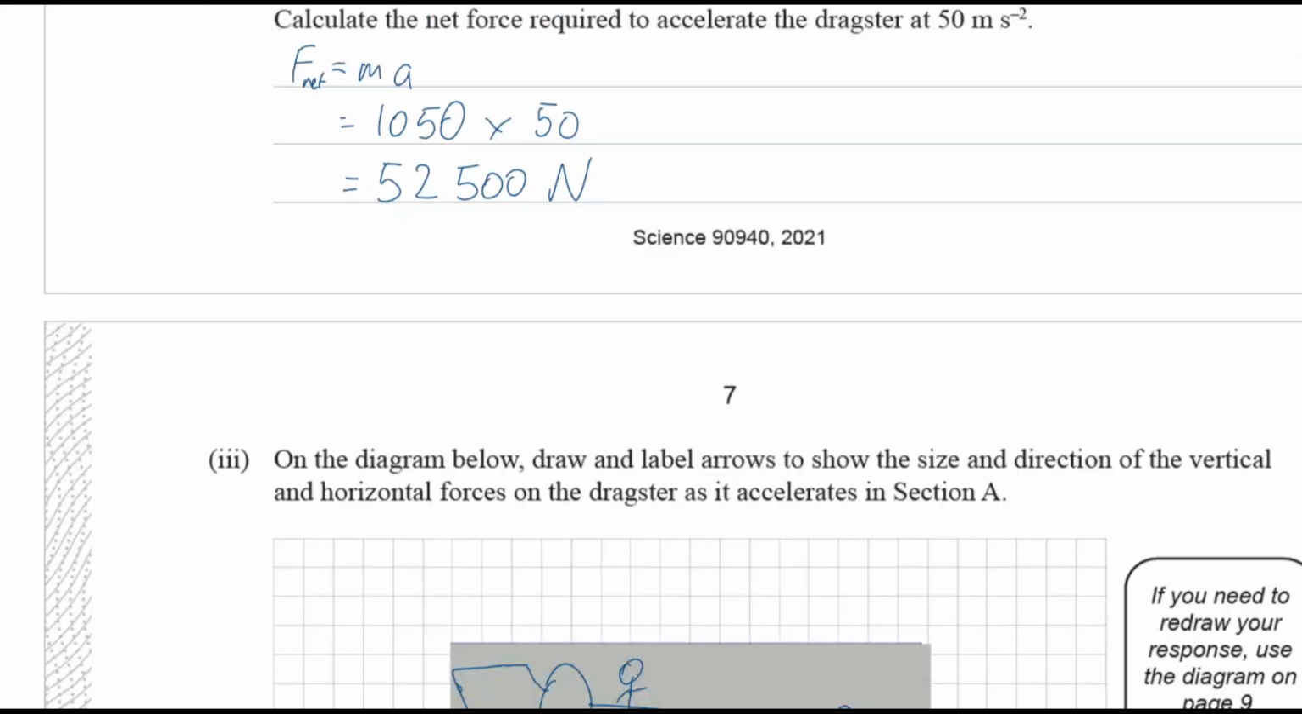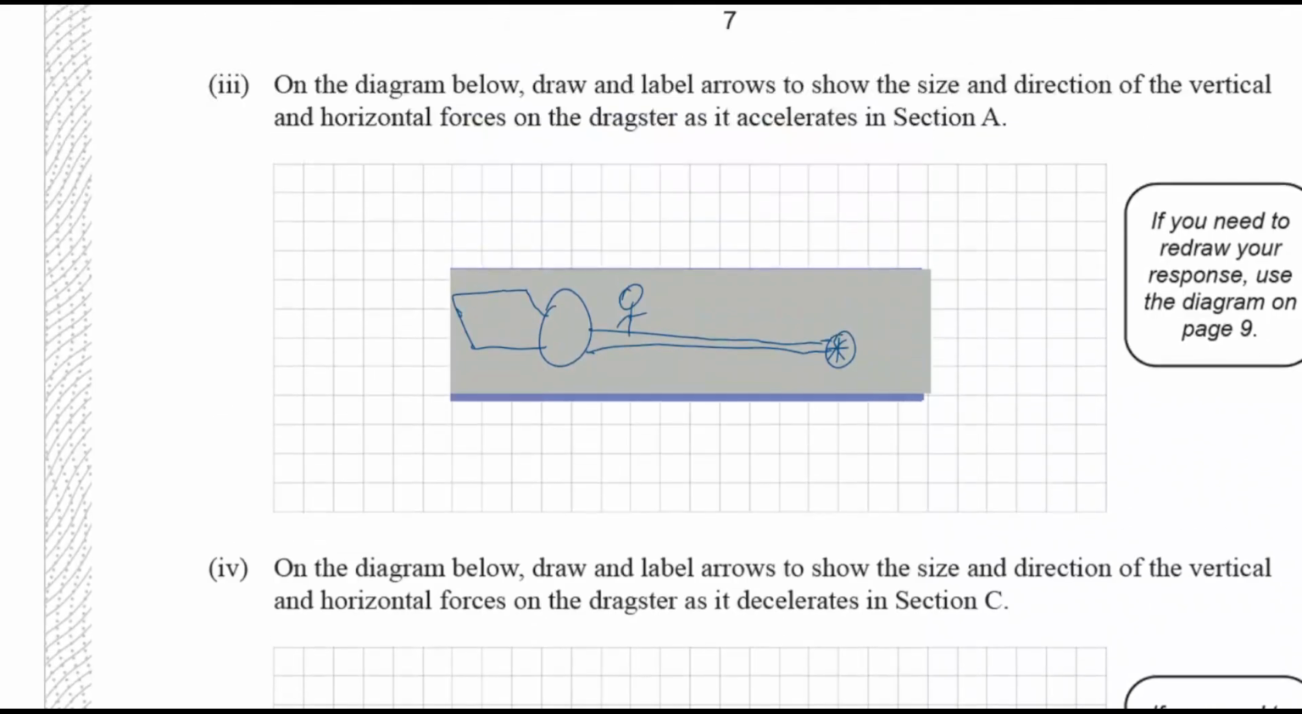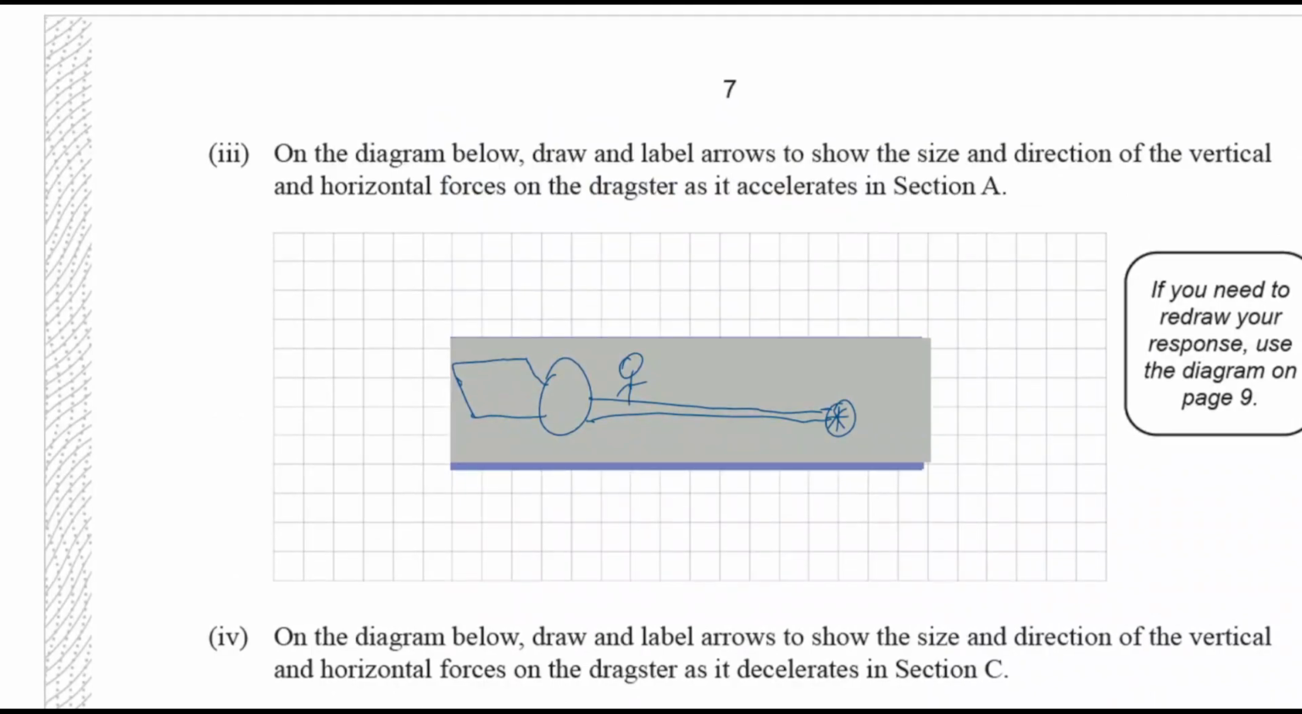All right, that leads nicely on. Oh, who drew this? What a beautiful drawing. So NZQA sometimes takes away the images for copyright reasons and things. So I've given us some beautiful dragsters here. So on this diagram, draw and label arrows to show the size and direction of the vertical and horizontal forces as it accelerates. So that's in section 8. So a free body diagram.